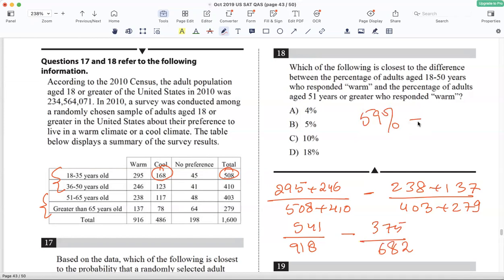And 375 divided by 682. So that's about 55%. So the difference is 4%, option A.